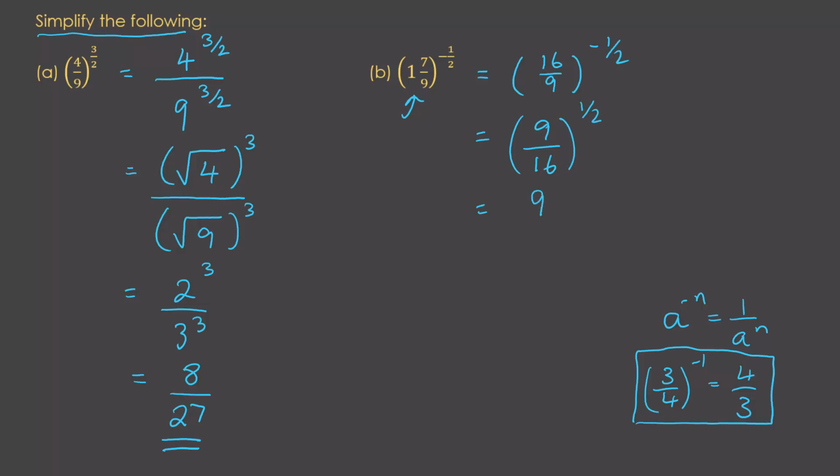Then in a similar way to part A, that ends up being 9 to the half over 16 to the half, which is the square root of 9 over the square root of 16. And so that is 3/4.